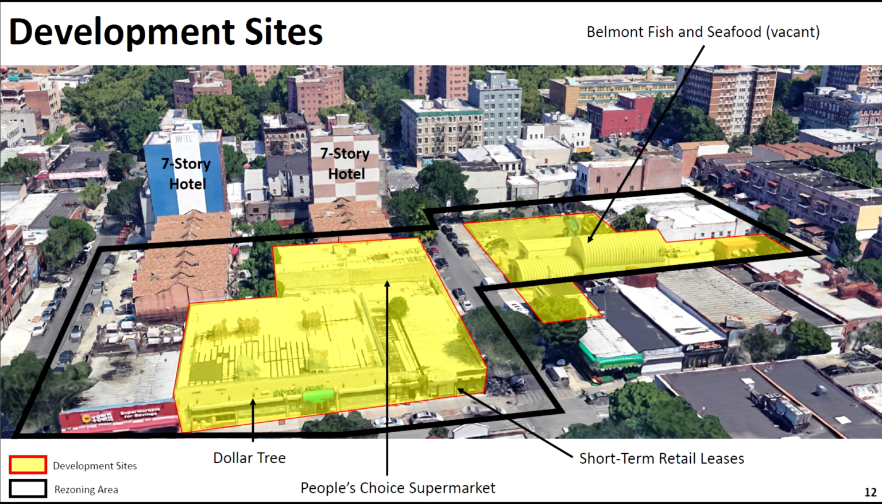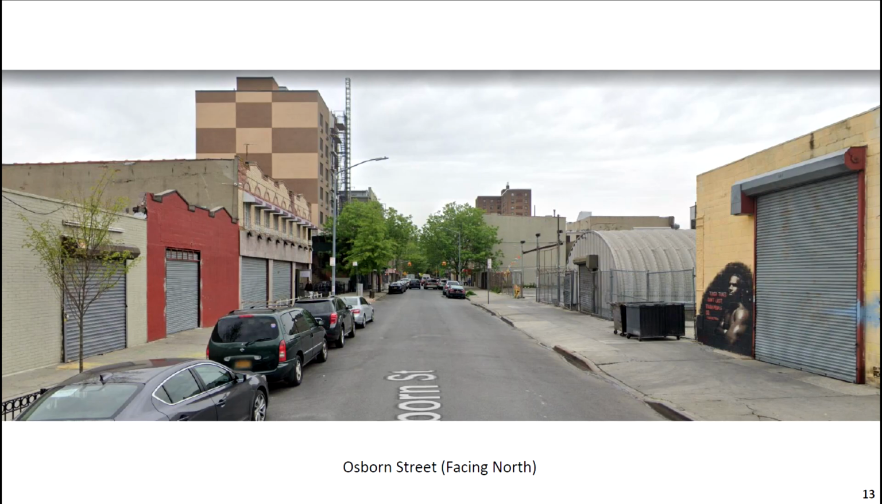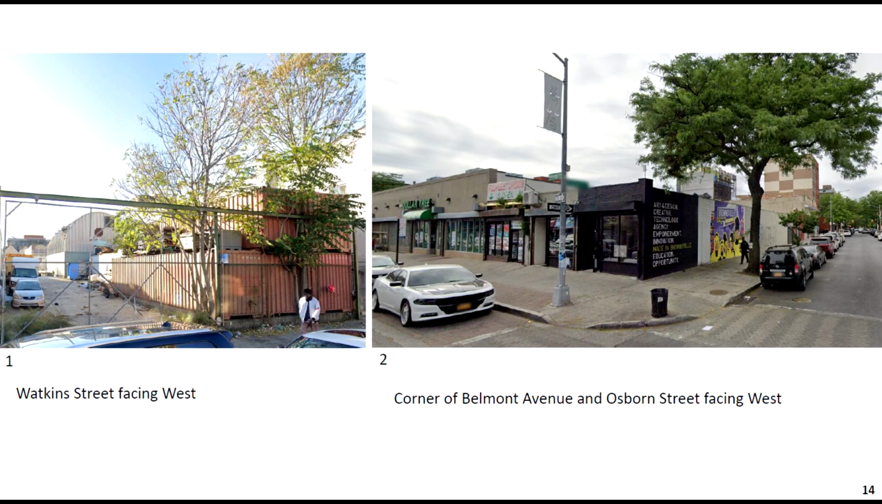This is a view on Osborne Street facing north. The project site, you can see both on the left and on the right. That small warehouse in yellow will also be demolished, and that would likely be the entrance to one of the buildings. And the other side is a portion of the corner of Belmont and Osborne. And now you're looking at Watkins Street, where there'll be a second building segment, also 7 stories. And you're looking at also the corner of Belmont and Osborne, where we would be demolishing those and constructing a larger building.